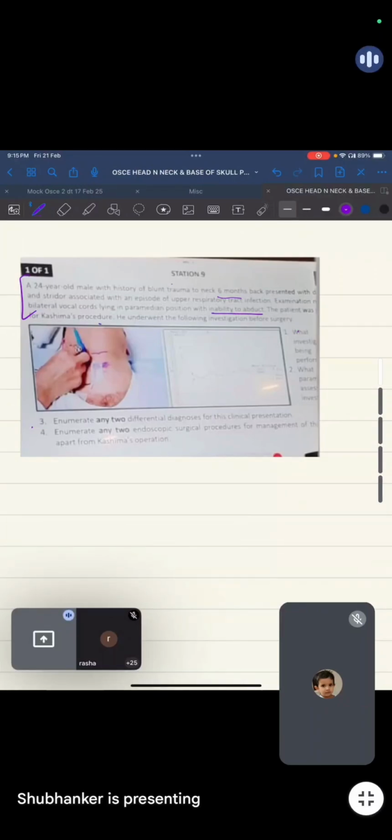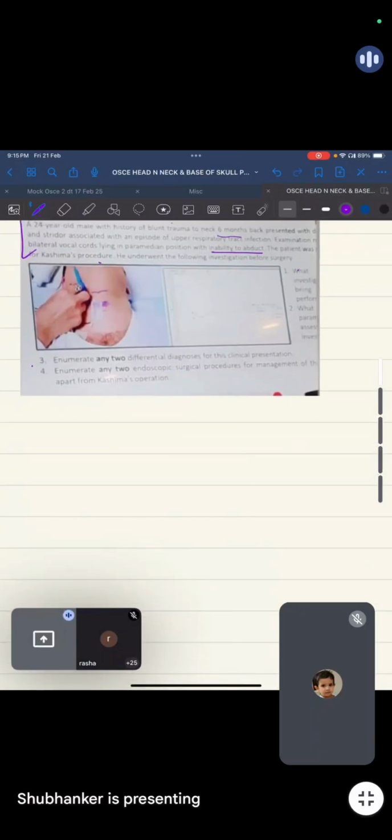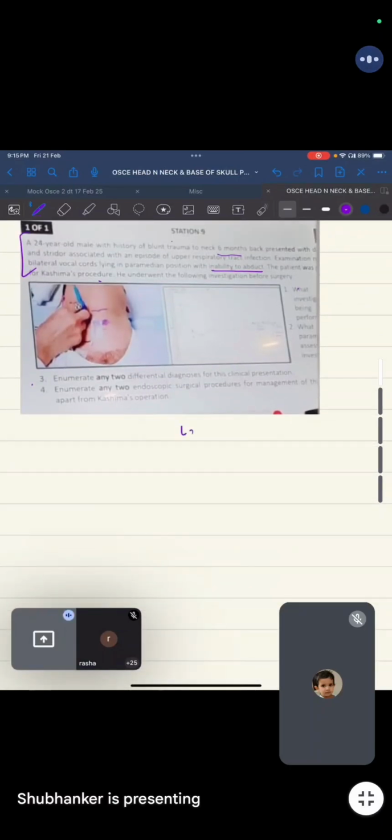So he underwent the following investigation before surgery. So the answer for this investigation is basically laryngeal electromyography. ठीक है, laryngeal इलेक्ट्रोमायोग्राफी. तो इसमें उन्होंने बेसिकली सब कुछ ही पूछ लिया है एक ही क्वेश्चन के अंदर.